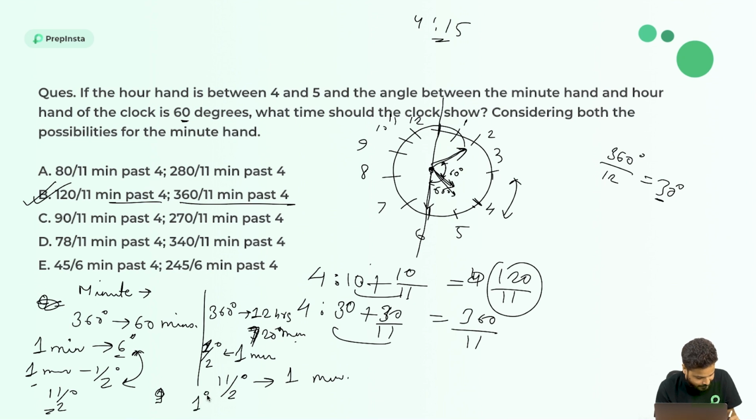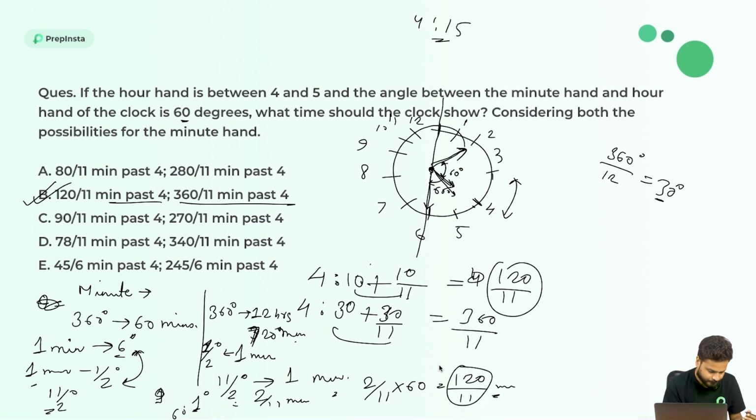So 1 degree angle is formed in how many minutes? 2 by 11 minutes, right? So a 60 degree angle would be formed in how many minutes, guys? 2 by 11 into 60, that is 120 by 11 minutes. Yes. Now this is one part of it.